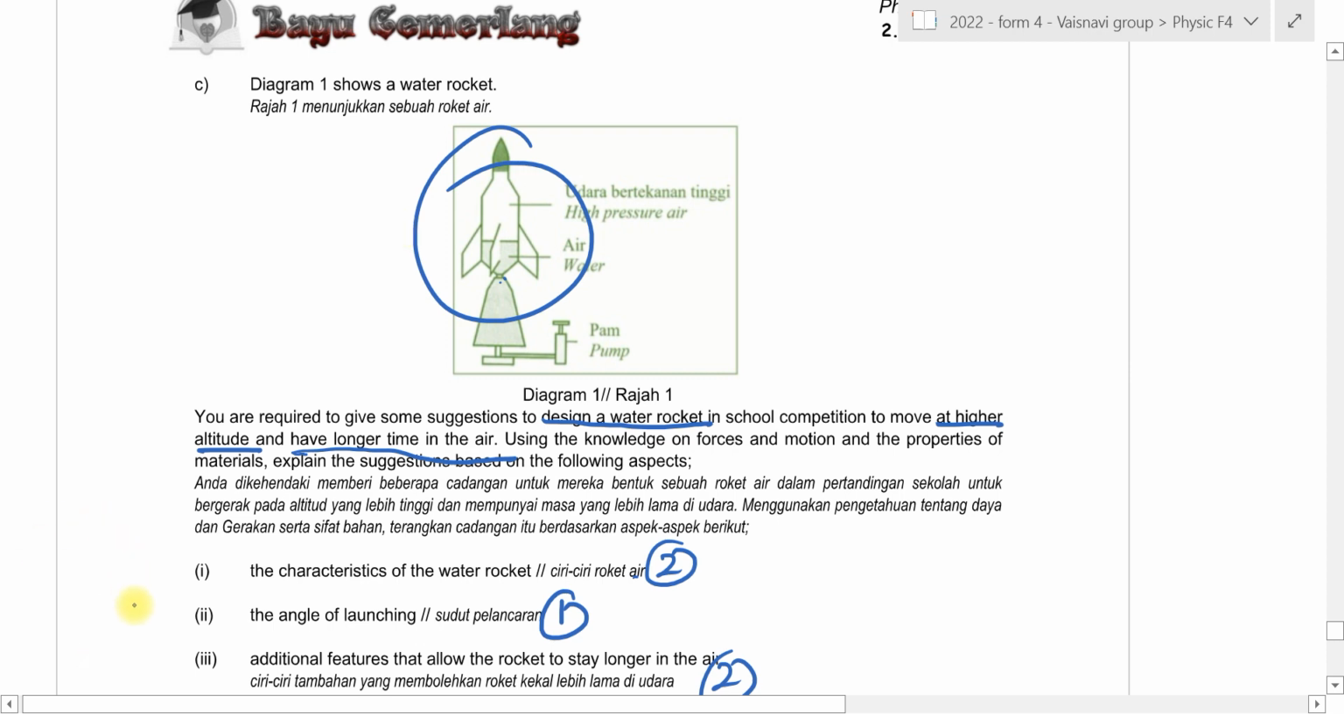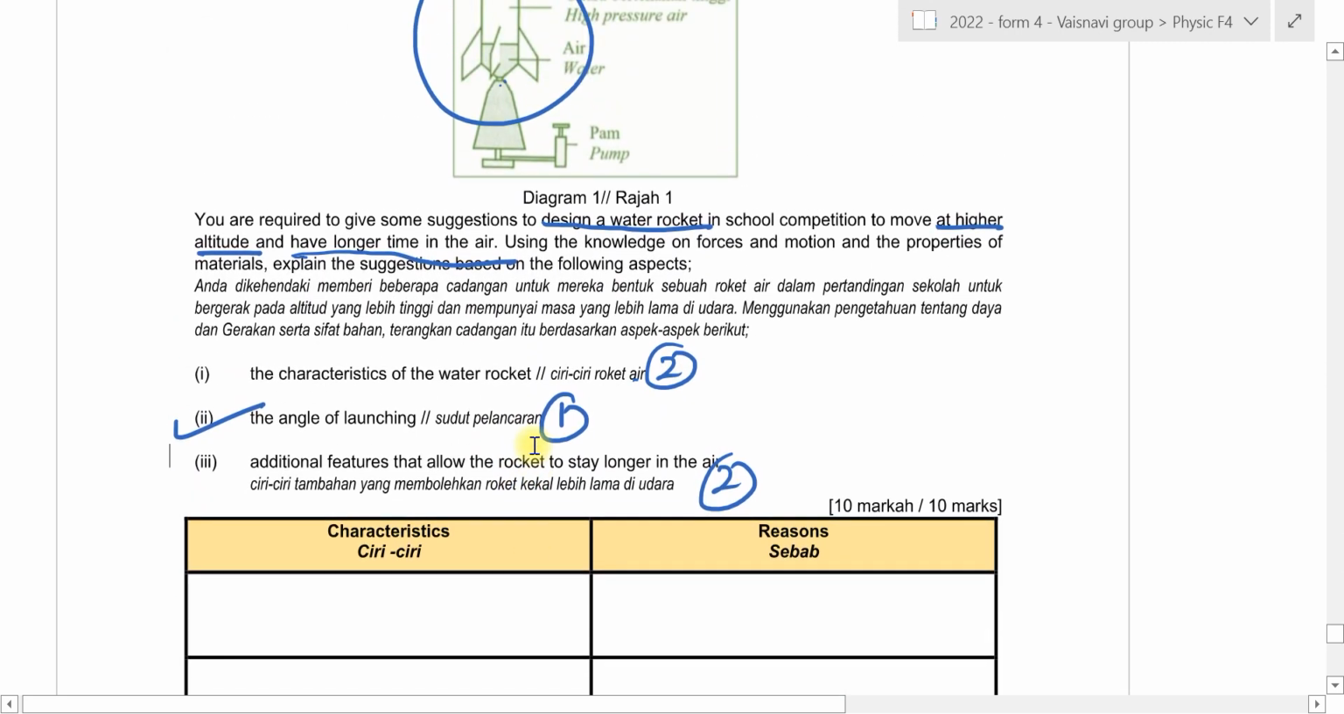Okay, kita ambil yang angle dulu, paling senang. Angle of launching dia kena berapa? Hari tu saya dah bagi tahu. 45 degree. Yes, 45 degree. 45 degree angle of launching. Sebab dia boleh pergi jauh kalau angle of 45. Rocket can travel at maximum distance.